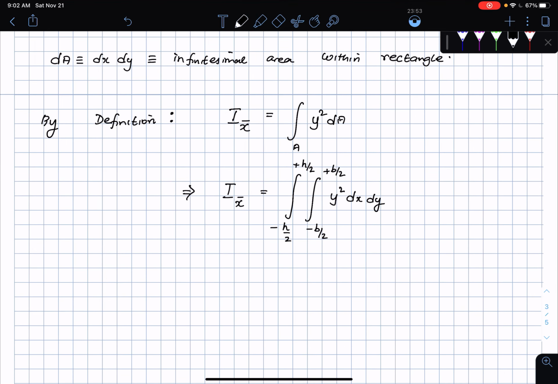And if you do the integration, this is just a double integral. You can do this very quickly. I'm not going to do that. It's 1 by 12 bh cube.